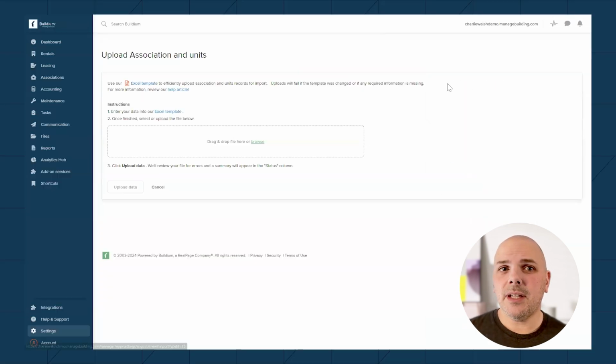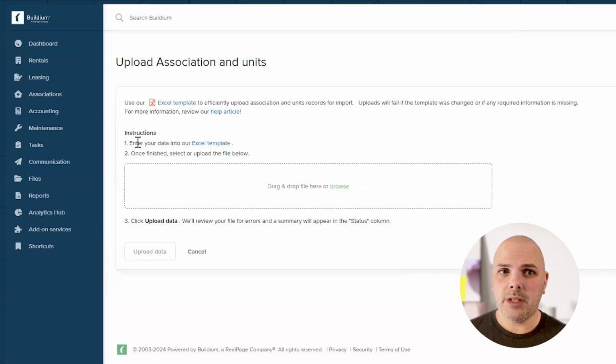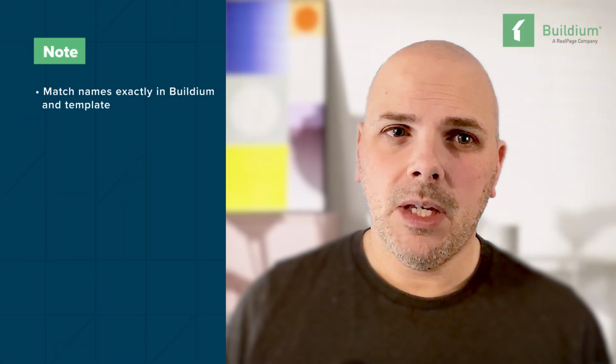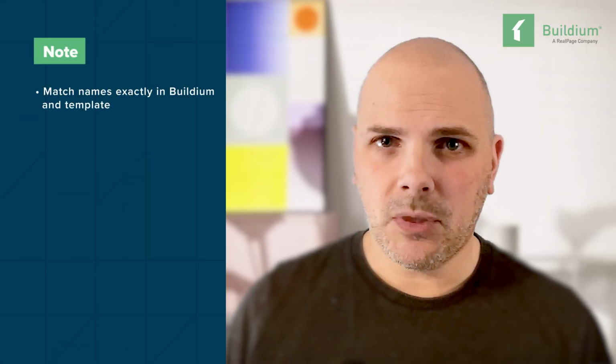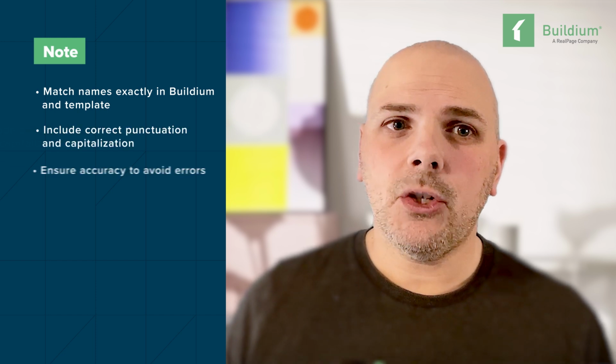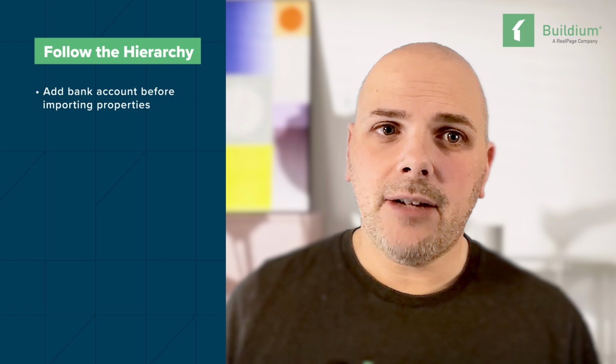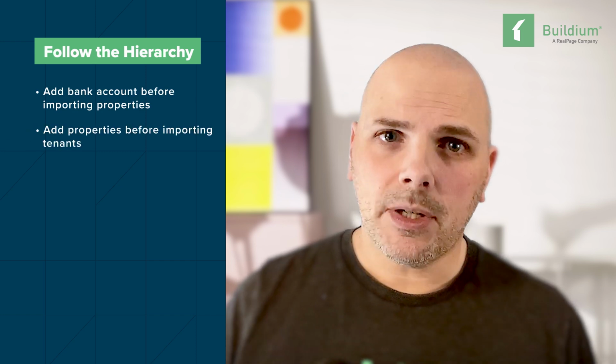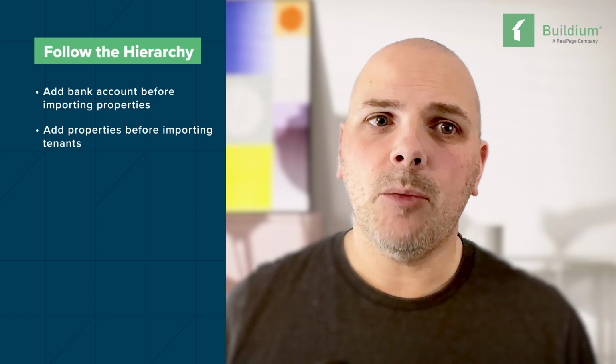On the page that comes up, you'll see instructions. Step one is to enter your data into our Excel template. Download that and fill it in. It's important to note that how you name things in Buildium should be how they are named on the template, right down to your punctuation and capitalization. And remember the hierarchy. The bank account needs to be added before you try to import your properties, and your properties need to be added before you try to import your tenants.